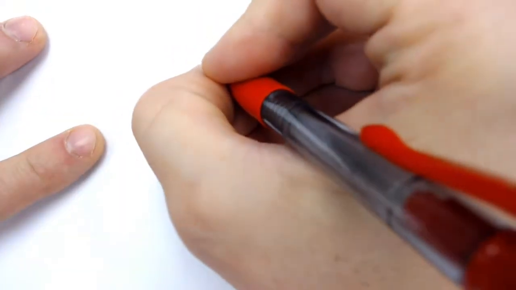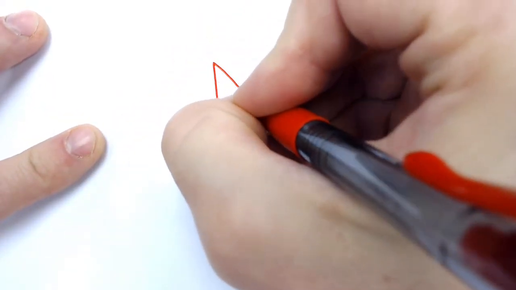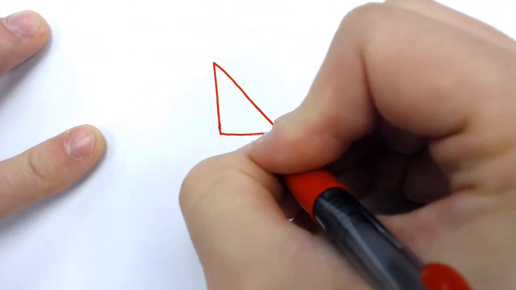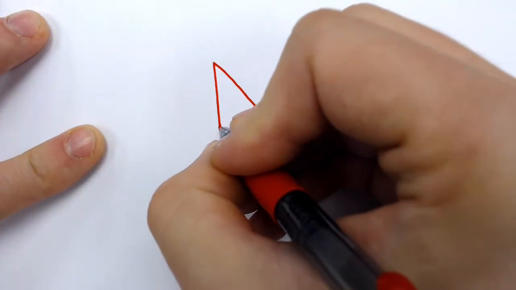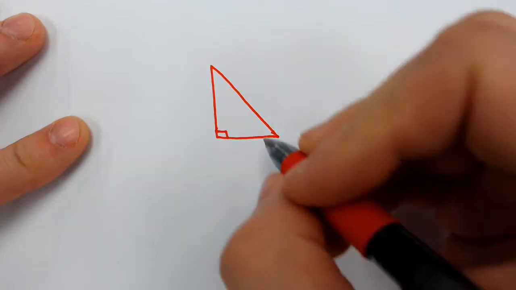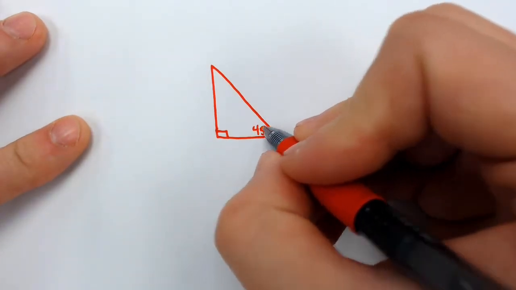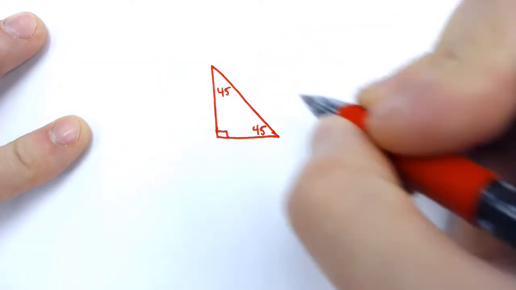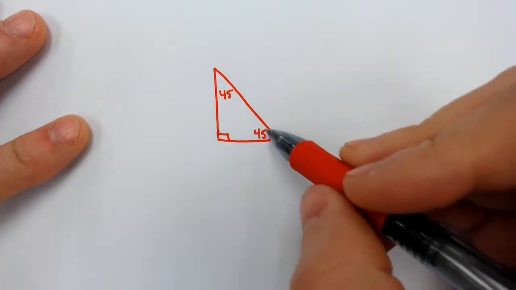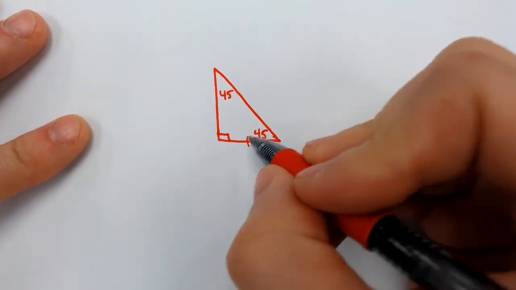Today we're going to be learning about some special right triangles, specifically a 45, 45, 90 special right triangle. A special right triangle, there are only two of them. The easier one of the two is the one we're learning right now. It has a right angle, and the other two angles are 45. Okay? And if both of those angles are 45, then both of these sides are the same.